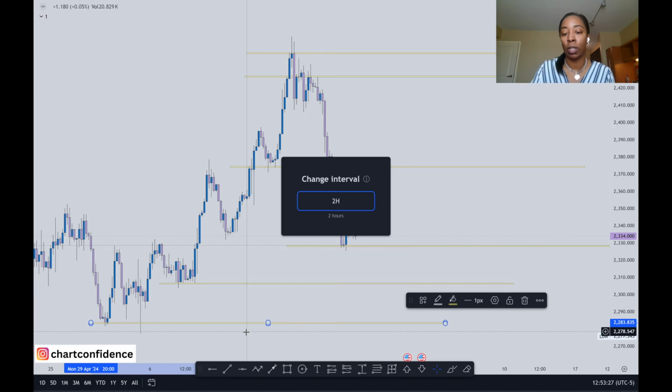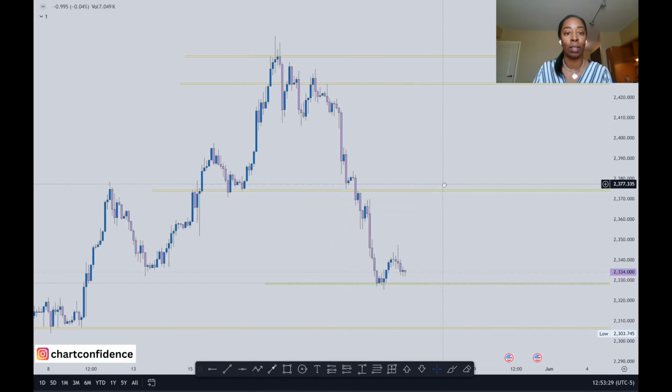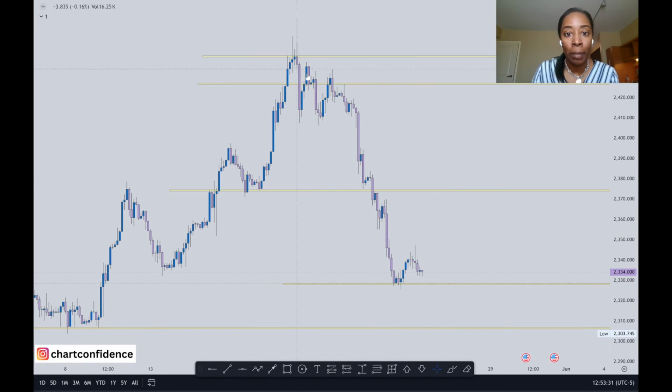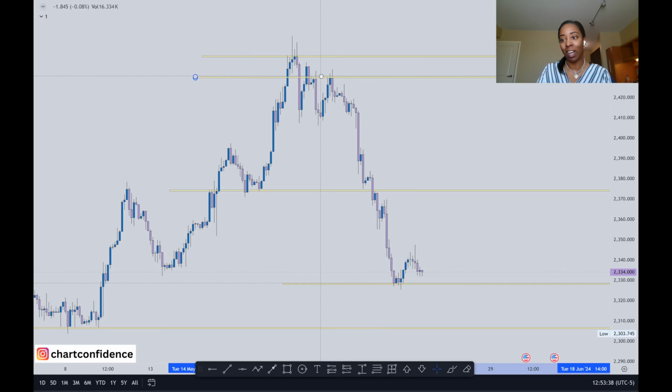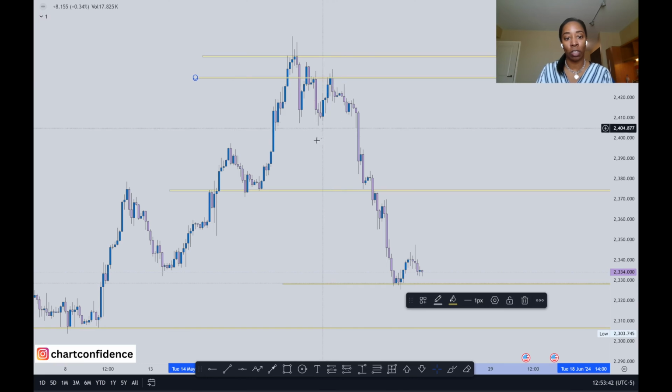Let's go down to the H2 time frame and see what is up. Okay, this still looks good. This still looks good. Let me move. Okay, yeah, this looks better. I'm just going to move this up to about 2430, so that it touches that resistance.